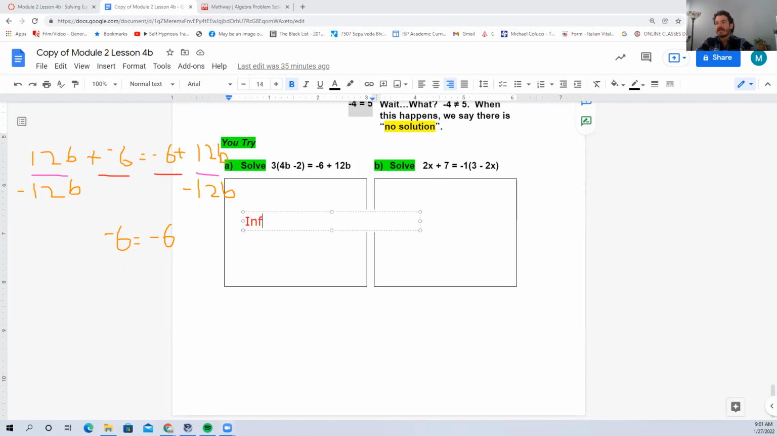So what's the answer here? The answer is infinite solutions. And infinite is a word that means keeps going forever and ever and ever. So if someone were to say the universe is infinite, it means the universe keeps going and going and going. It never actually stops. So that's what the word infinite means. So there are an infinite number of solutions to this equation right here. All right, let's take a look at B.